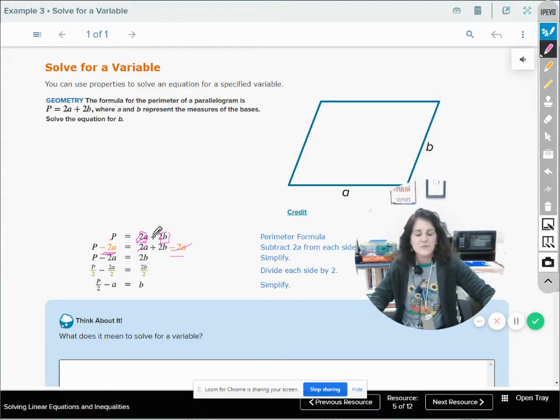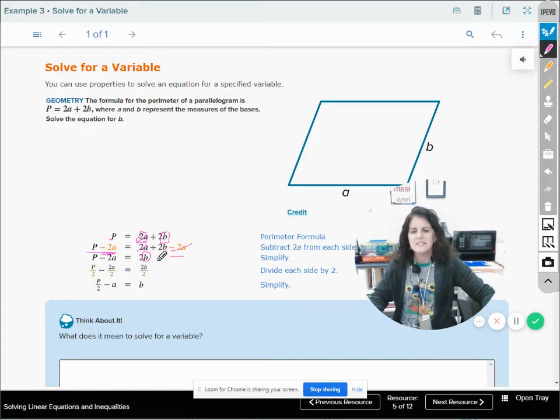The only difference between this and the previous problems is I can't simplify this because they're not like terms. So actually, it should be easier. There's less work to do. We just write it and we don't have to simplify. So now I have p minus 2a equals 2b. Okay, so now remember, the goal is still to isolate the b. I've got to get b all by itself.